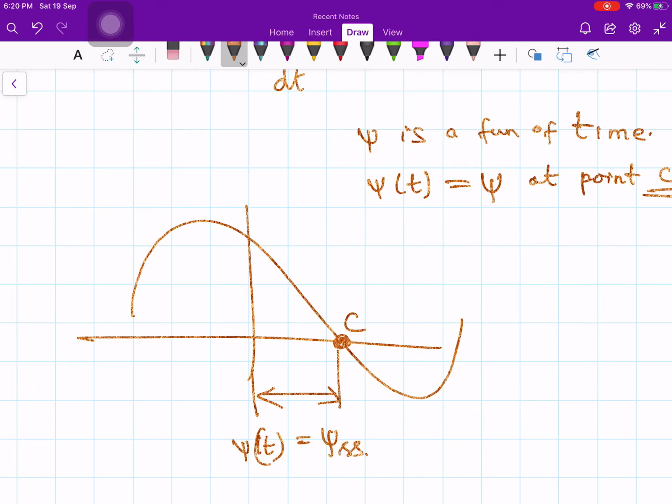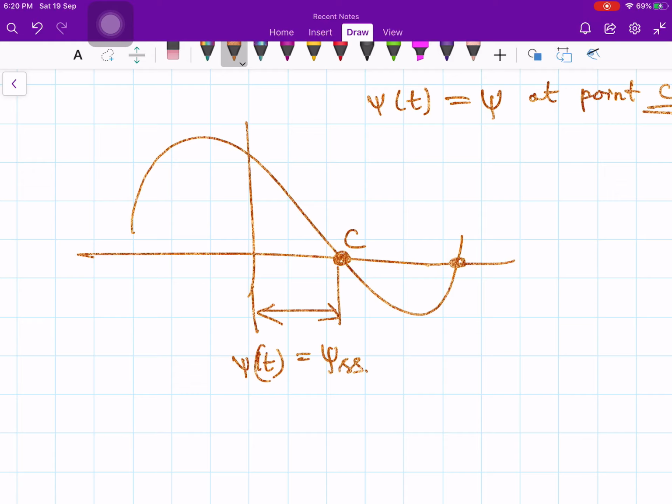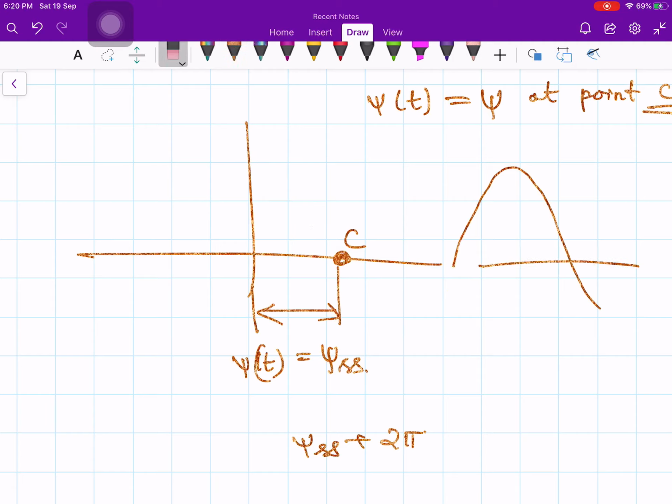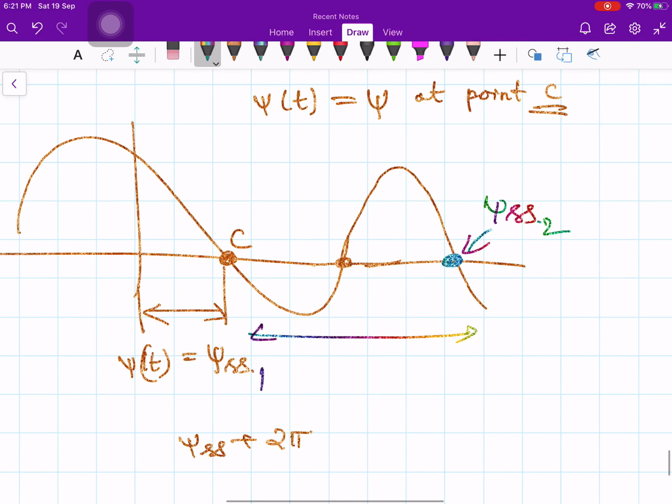In fact there will be many such points, but they are all periodically placed. The next such point will be at psi ss plus 2 pi, and it keeps on going like this. Let's say this is psi ss1 and this is psi ss2. Because it is a periodic function, the steady state value is also periodic.